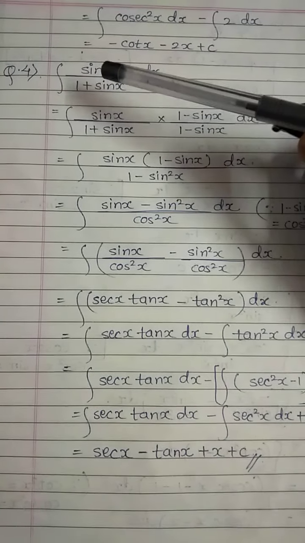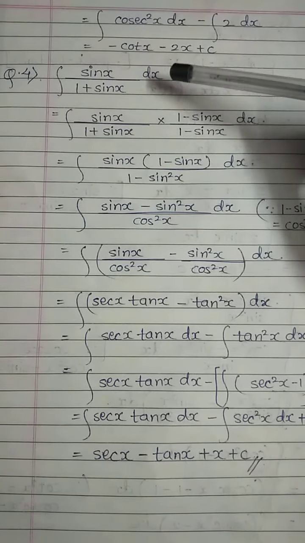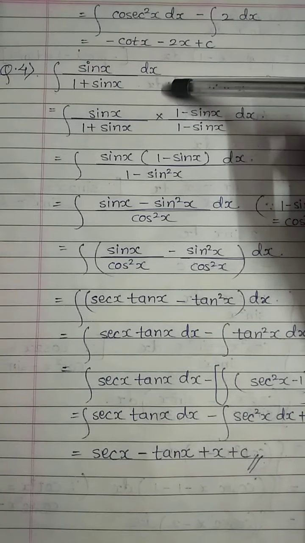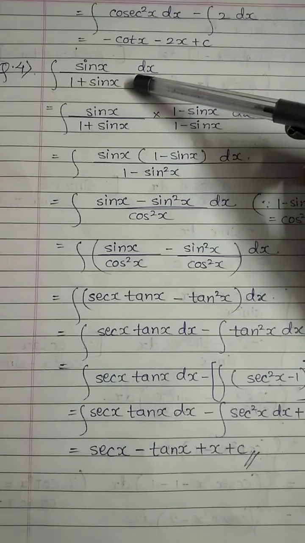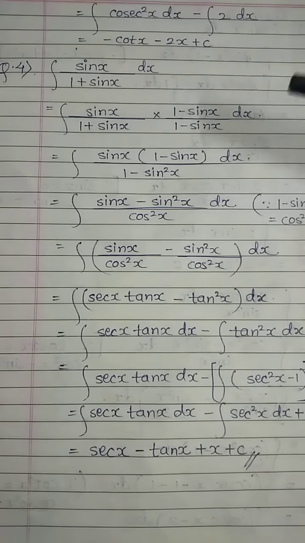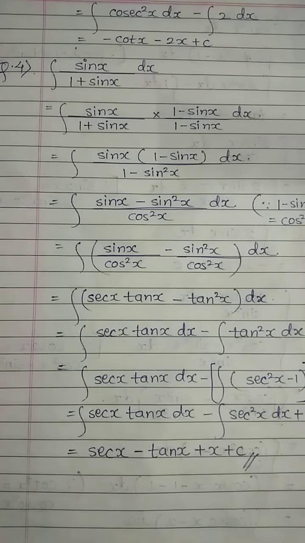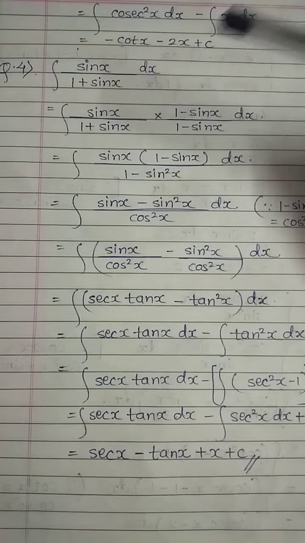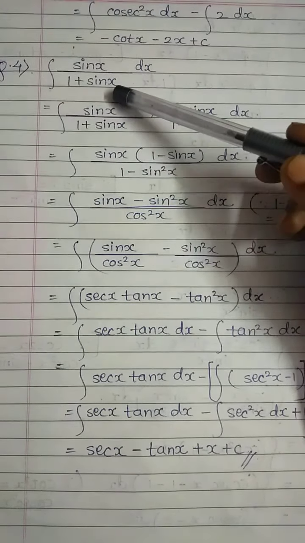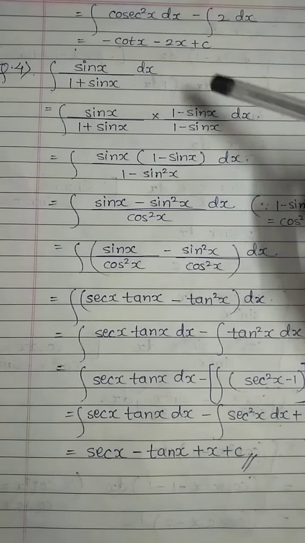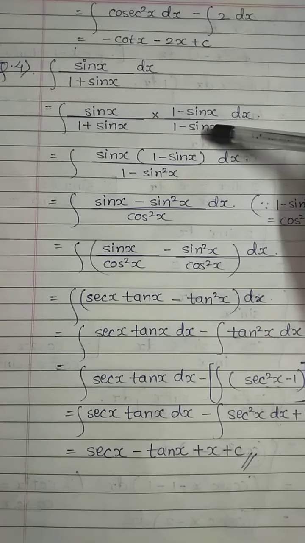Now in question number 4, integration of sin x upon 1 plus sin x dx. Now here, since we cannot apply any of the trigonometric formulas, we can simplify this by taking the conjugate, by multiplying numerator and denominator by the conjugate of the denominator. The denominator term is 1 plus sin x, the conjugate of that will be 1 minus sin x. So here we will multiply and divide by that conjugate.